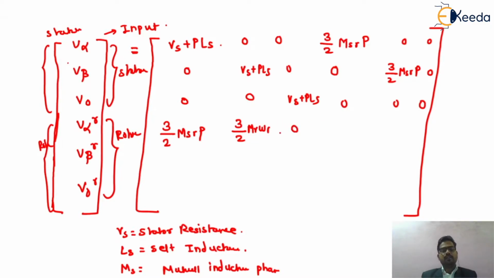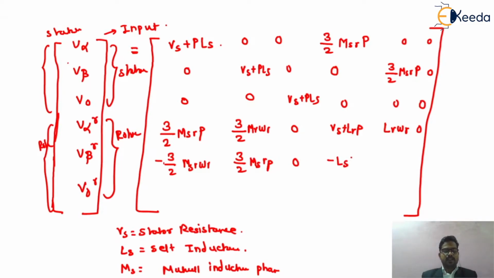Then the third terminal will be 0, then we call it RS plus LRP. The fifth, that is LR, we call it omega R, because all these terms are related to your angular velocity. Similarly, we are getting the fifth in concern with your beta, that is minus 3 by 2 MSR into omega R, because MSR is the mutual inductance referred to your rotor circuit. Again it will be 3 by 2 MSRP, the next term, and we are getting the value of LS and omega R, and this is RS plus LR into P, and the last term will be 0, that is 1 2 3 4 5, and the last term is 0.